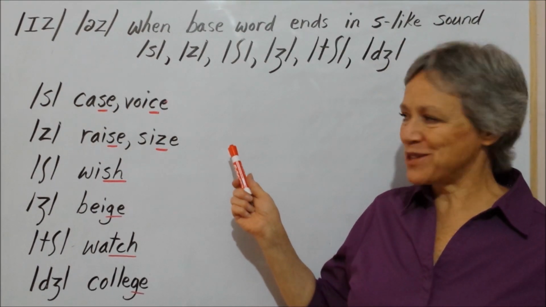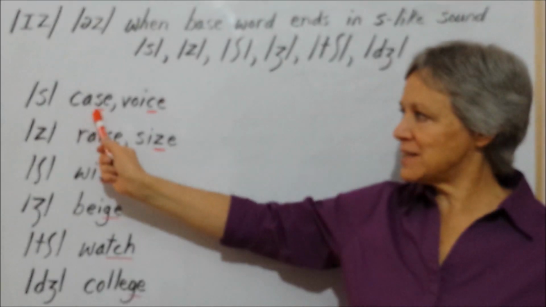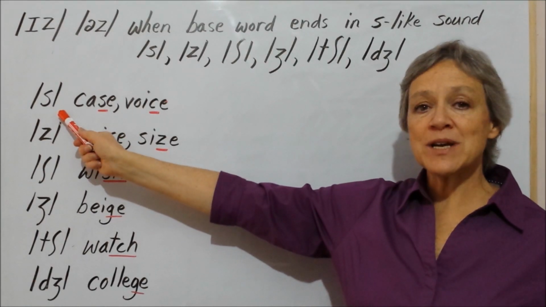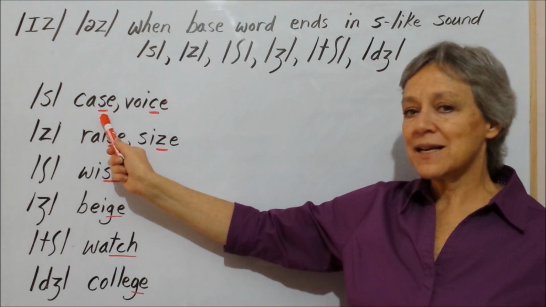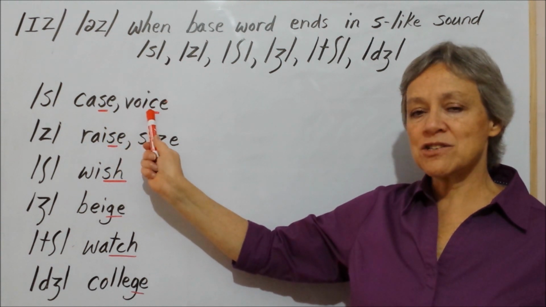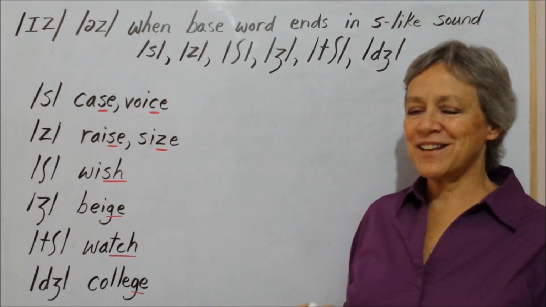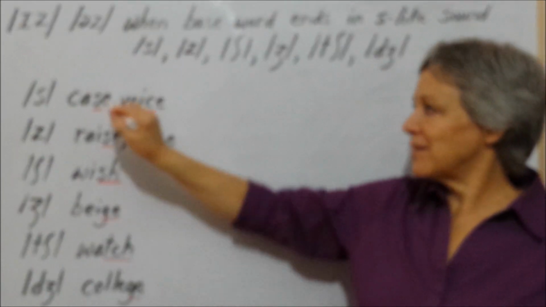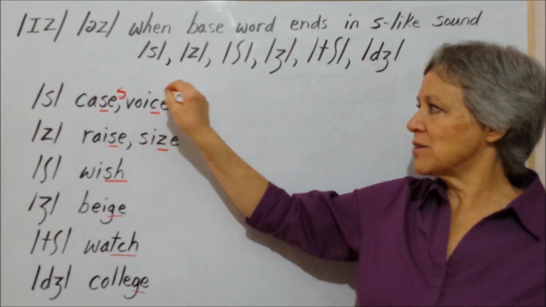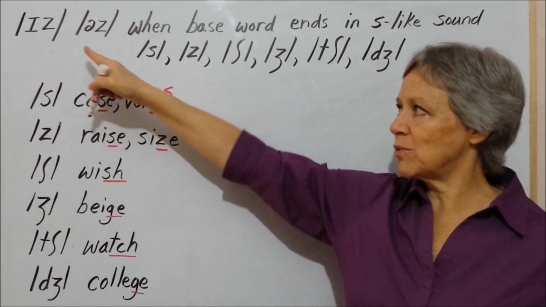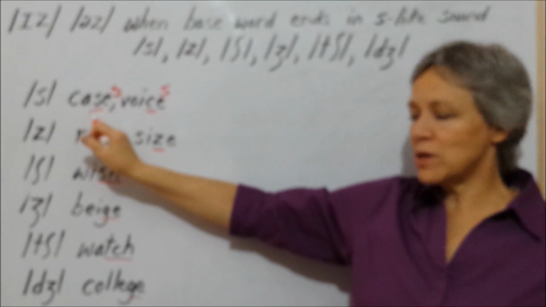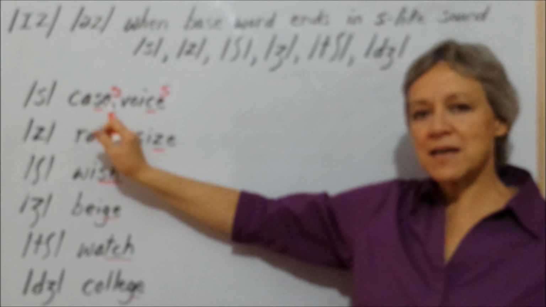So let me pronounce these, please. These 2 end in the sound S. This is case. This is voice. As soon as I add one letter, the letter S, the pronunciation of that ending now will be IZ. This was case, now it's cases.